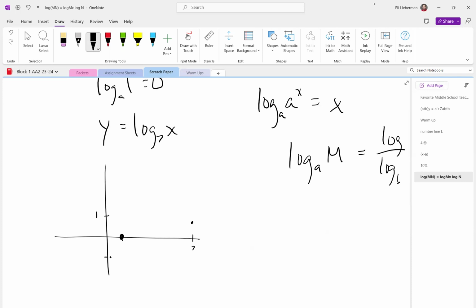Are we going to hit that y-axis? No. That's why it's called a vertical asymptote. It approaches but never touches. Something like this. Is that what you had?